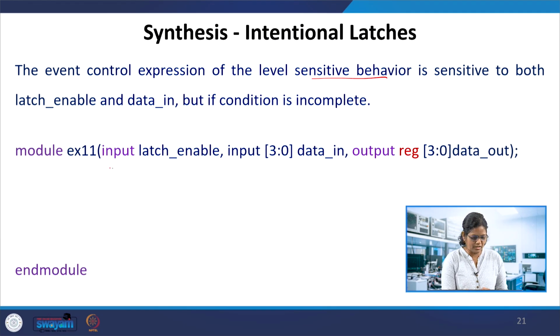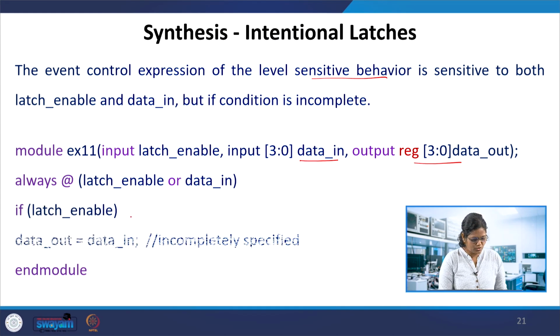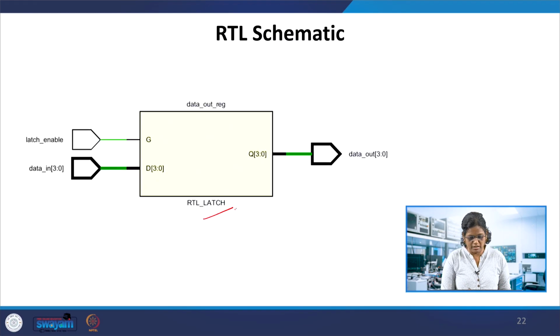Let us see that example here: input latch enable, input 4-bit, and then the same case which was considered in the previous one, always on latch enable or data input. If latch enable is true, data out is equal to data in. Here also a latch will be realized because of the missing else statement. This is incompletely specified. If latch enable is true, the input is assigned to data out, whereas what is to be done otherwise is not specified. So, it would infer a latch again. This gives the RTL latch for this case.